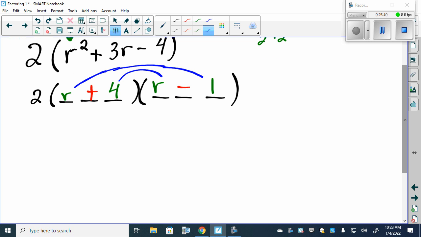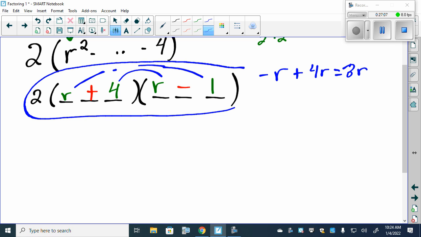Now, when we check this here, r times -1 would be -1r or -r. And 4 times r is going to be 4r, which gives us 3r, which is the correct middle term because we're looking back at the original, so I'm just going to erase that term there, which tells us this is it here.